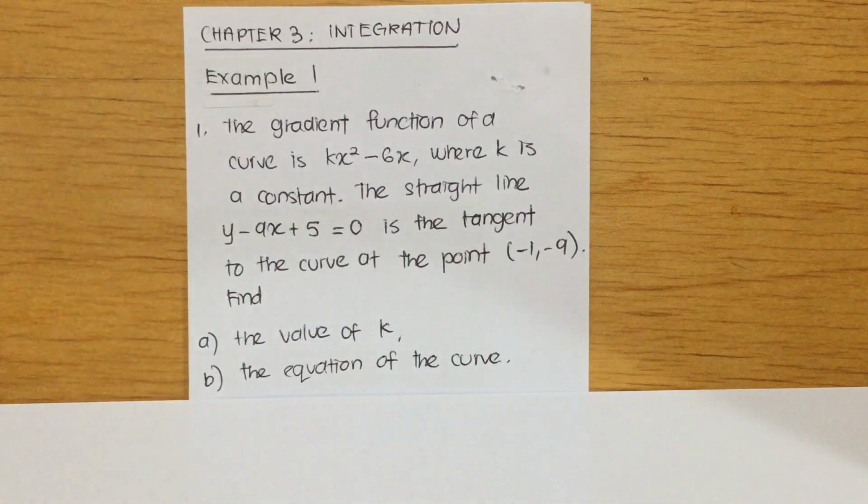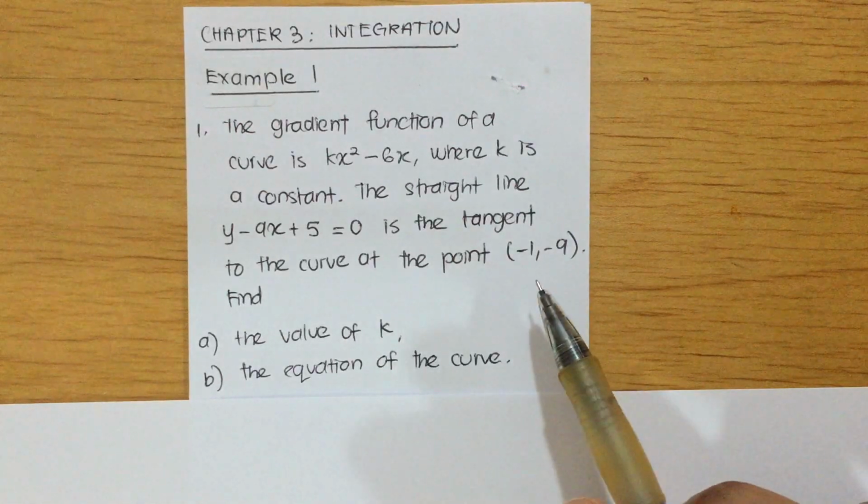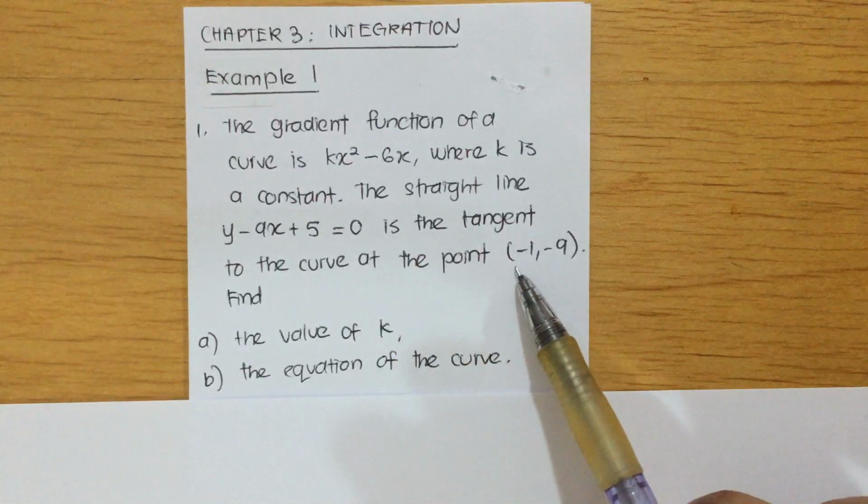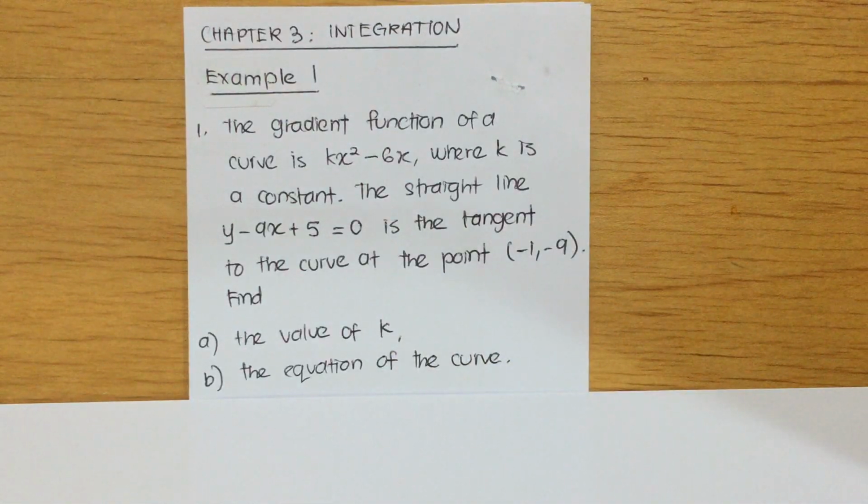The gradient function of a curve is kx squared minus 6x, where k is a constant. Given that the straight line y minus 9x plus 5 is the tangent to the curve at the point (-1, -9), find the value of k and the equation of the curve.